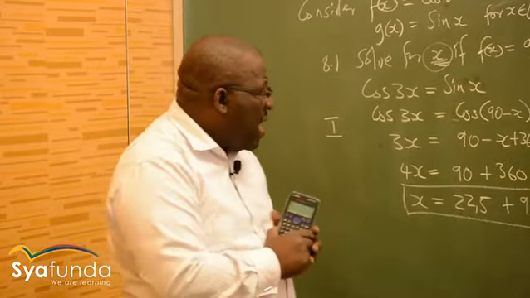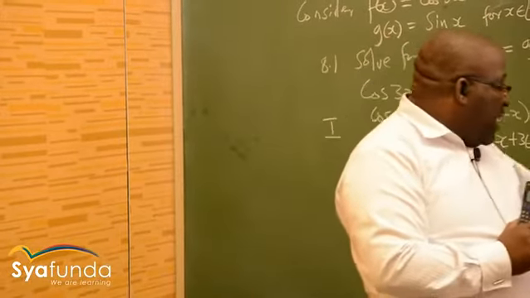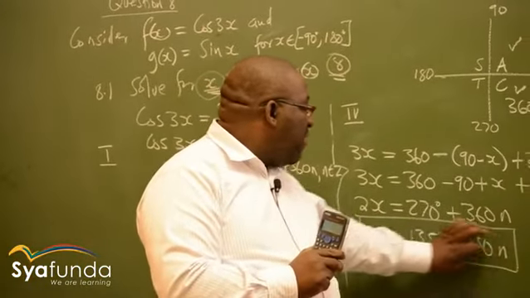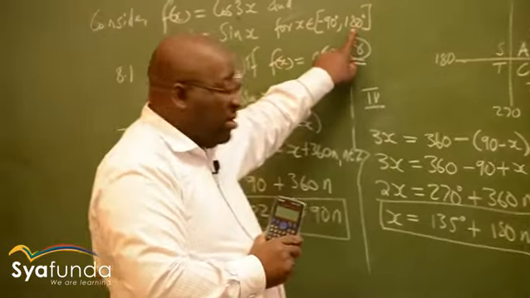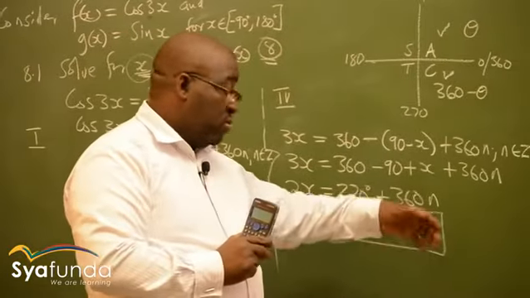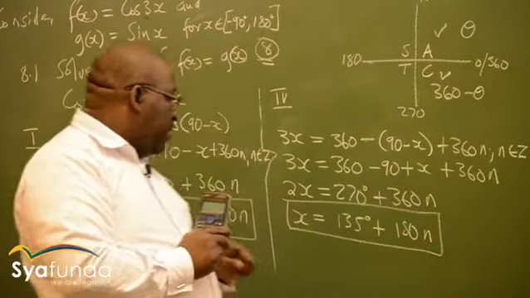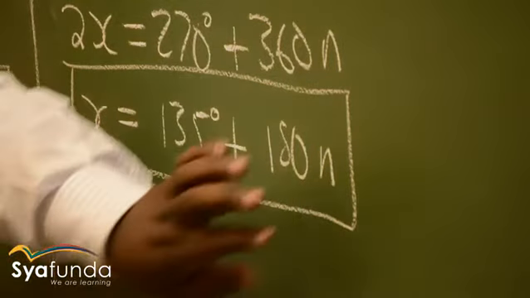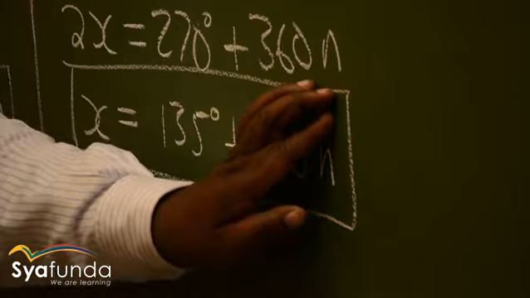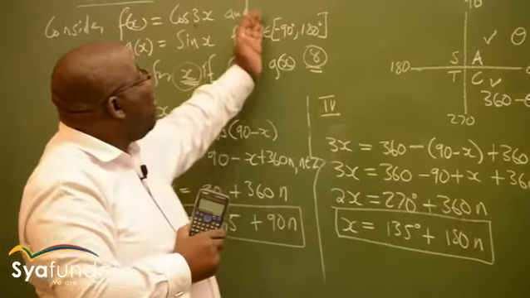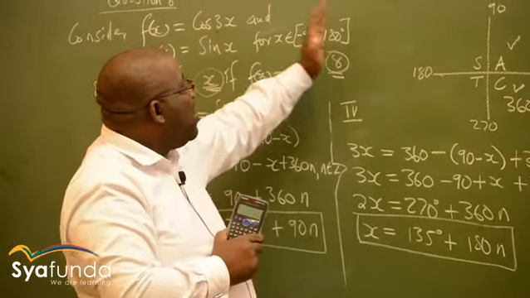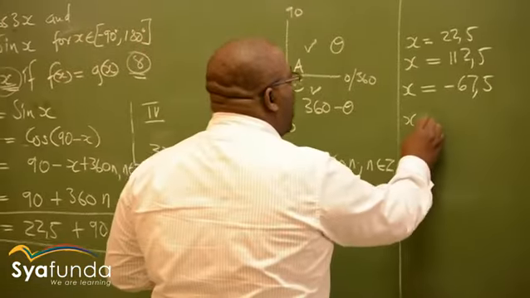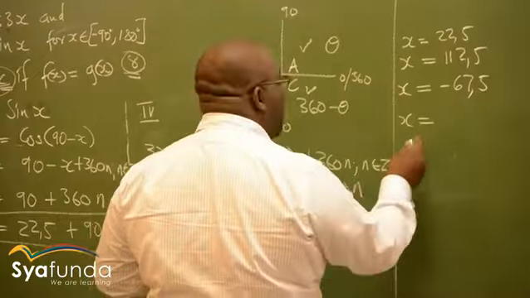Right, let's move on to the other side and see what happens there. If we take 1, 180 times 1 is already going to give us a value that is above 180. So we can't take 1, we can't take 2. If we take 0 here, 180 times 0 will be 0. We'll only be left with 135. Is 135 within this range, between minus 90 and 180? Yes, it is within that range. So our x in this particular case will be equal to 135 degrees.